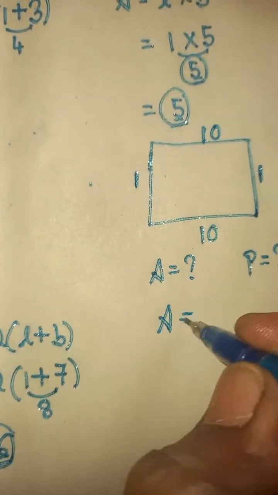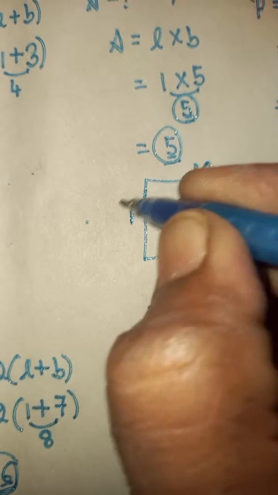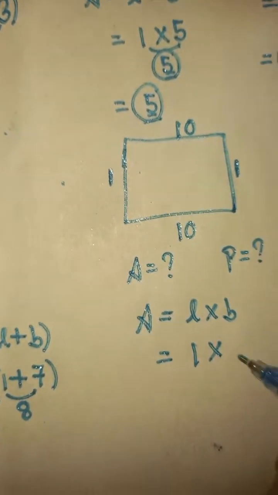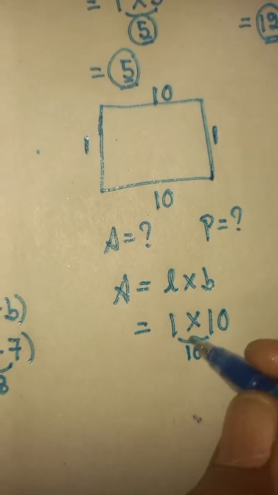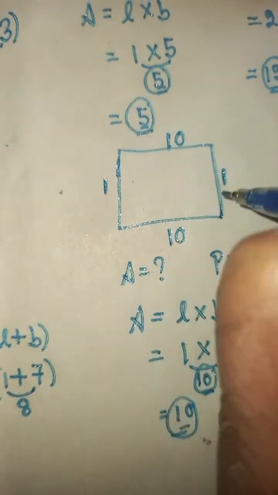Let's find out the area, which is length times breadth. Here this is the length which is 1 unit, times this is the breadth which is 10 units. 1 times 10 is 10 units. So 10 square units is the area of this rectangle.